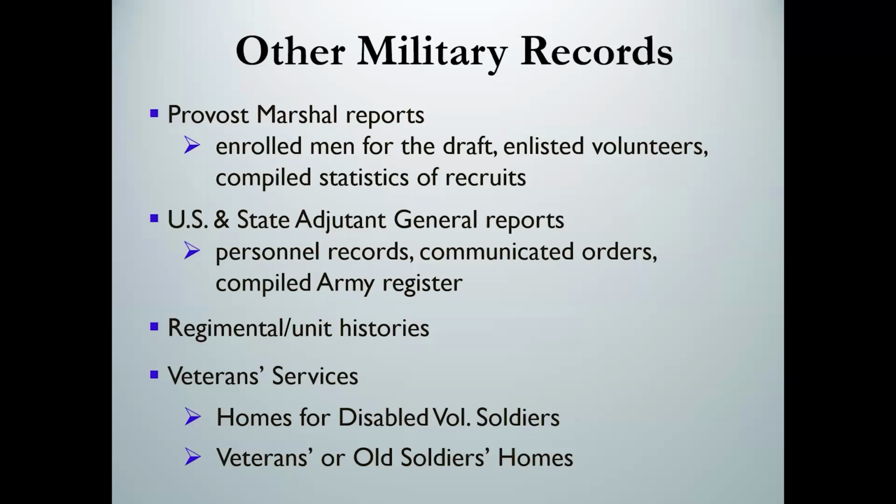Then we have veteran services, homes for disabled volunteer soldiers. That was actually started in 1865, right at the end of the war, because there were soldiers that had no family, or they were just so disabled the family couldn't take care of them. So the homes were provided for them. And there's the veterans or old soldiers homes. Similar situation. It started a little later, but they had to have somewhere to go. And if they didn't, the government was trying their best to take care of them.